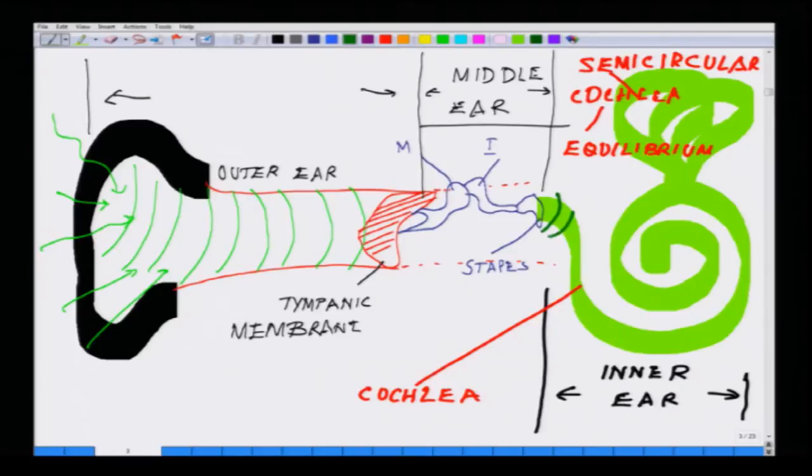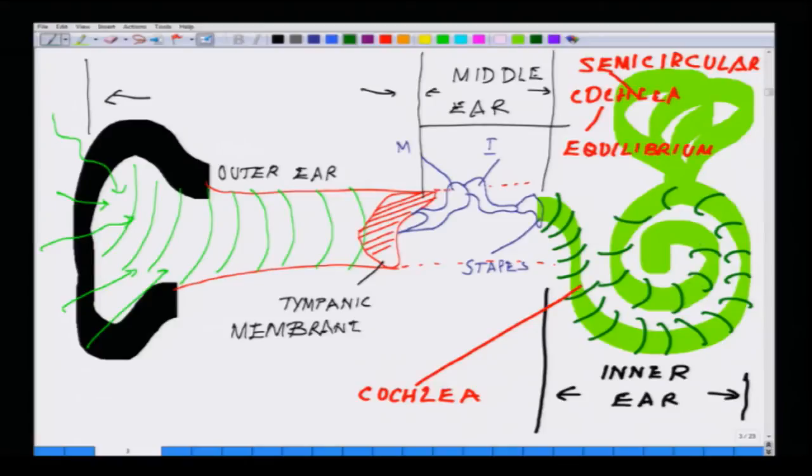So, basically the sound wave travels along this, and at different zones it is perceived at different levels. So, this is essentially the overall architecture of the ear, how it looks. Outer ear, let us summarize.